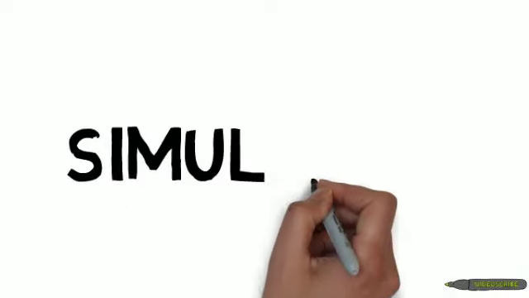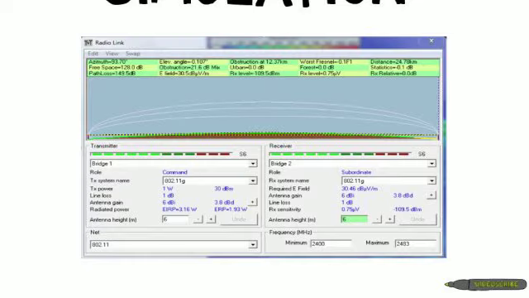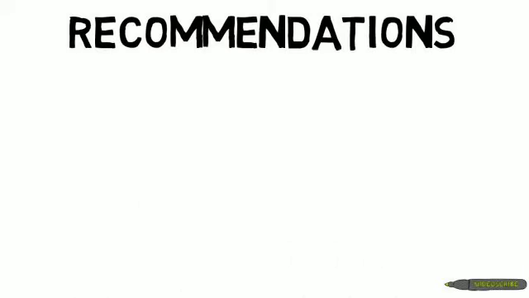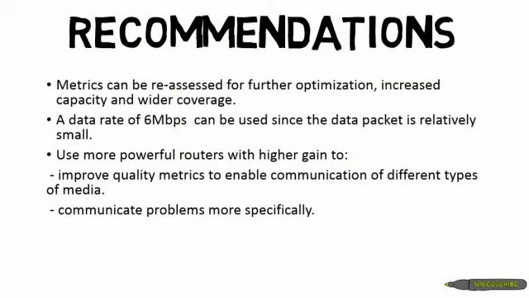After link design, there was link simulation. Comparing the simulated values to the calculated values, any discrepancies discovered can be accounted for by the rounding of values and for the different methods utilized. It is recommended that the metrics be reassessed for further optimization.